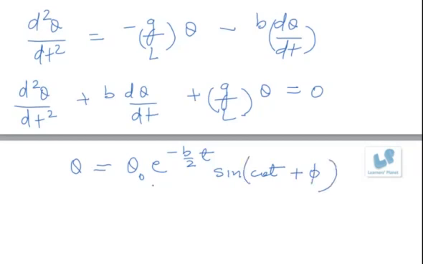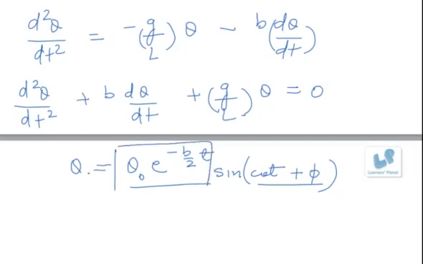Now just try to understand this expression. This theta naught e to the power minus b by 2 t is equivalent to the amplitude, but due to the damping this amplitude is reducing exponentially. In sine omega t plus phi, these are the generic terms, that is omega is the angular speed of the simple harmonic motion that is being undertaken by the bob or the simple pendulum, and phi is the initial phase difference.